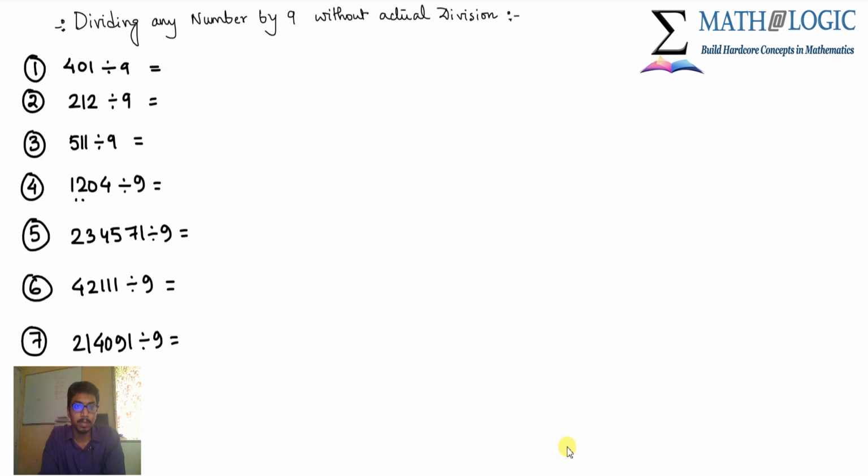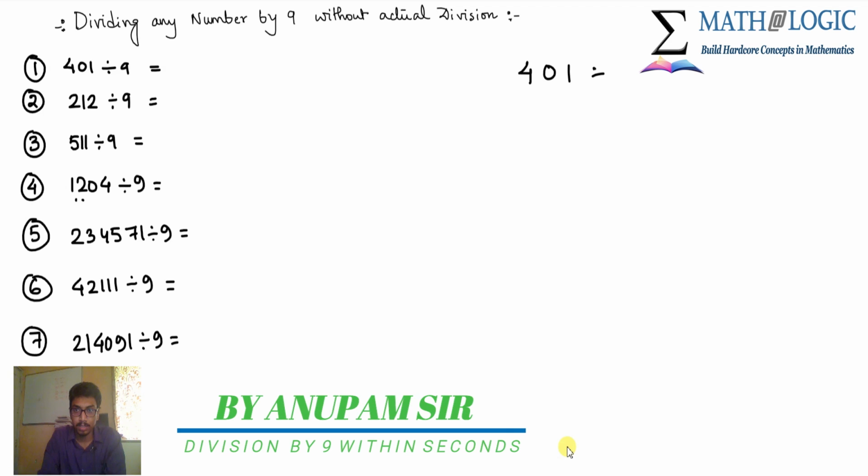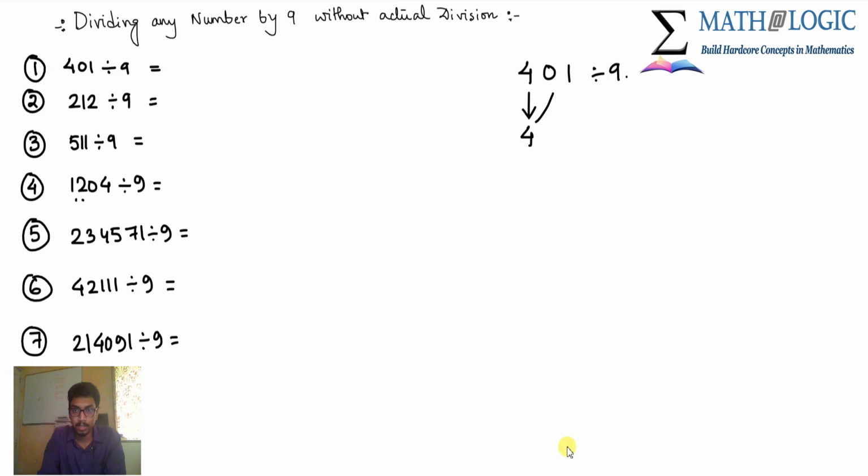Shortcut trick to divide a number by 9. Okay, the first number is 401 divided by 9. So the trick is, this is 4, this is 0, this is 1, to be divided by 9. First write the number as it is, then 4 plus 0 is 4 and 4 plus 1 is 5. The last digit that is coming is the remainder.